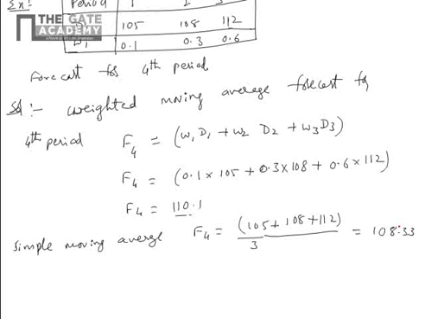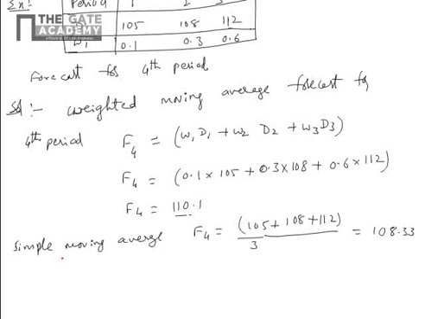Sometimes the weightage will be given in terms of 10, 30, or 1, 2, 3. So sometimes weights are given instead of as fractions, as values more than one. At that time, the sum of the weights has to be equal to one.